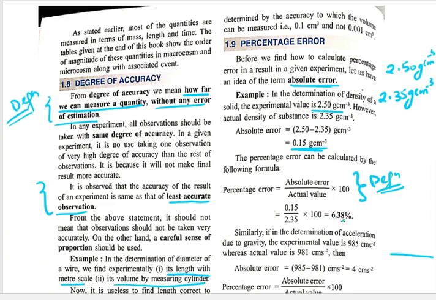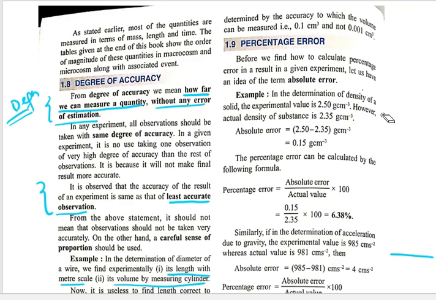Okay, so to calculate the percentage error, first we need the actual value and absolute error. So first you need to write the absolute error formula. So what is absolute error? It is experimental value minus actual value. So if you first write this definition number 1, then after that you just write the definition number 2. Okay.